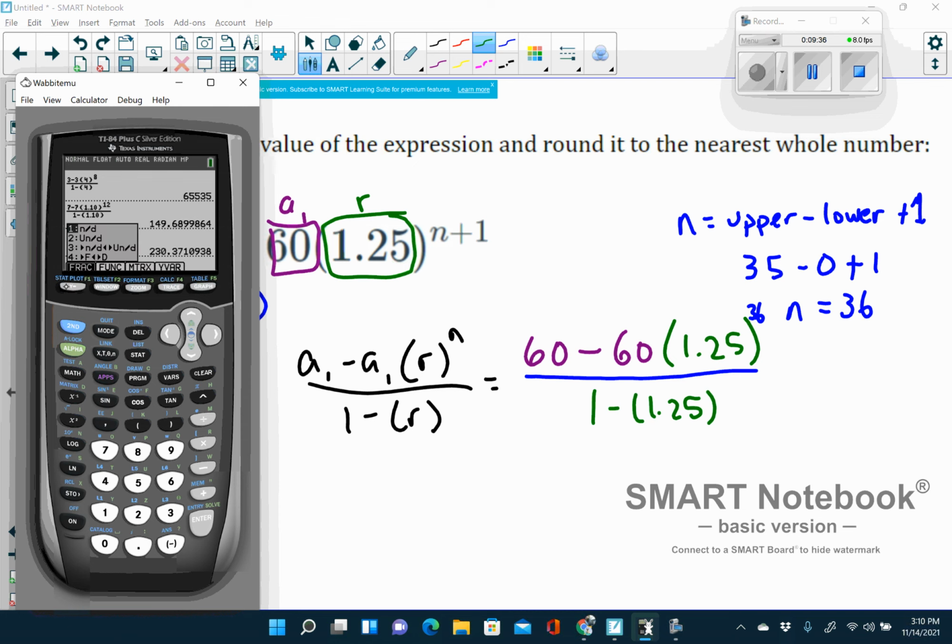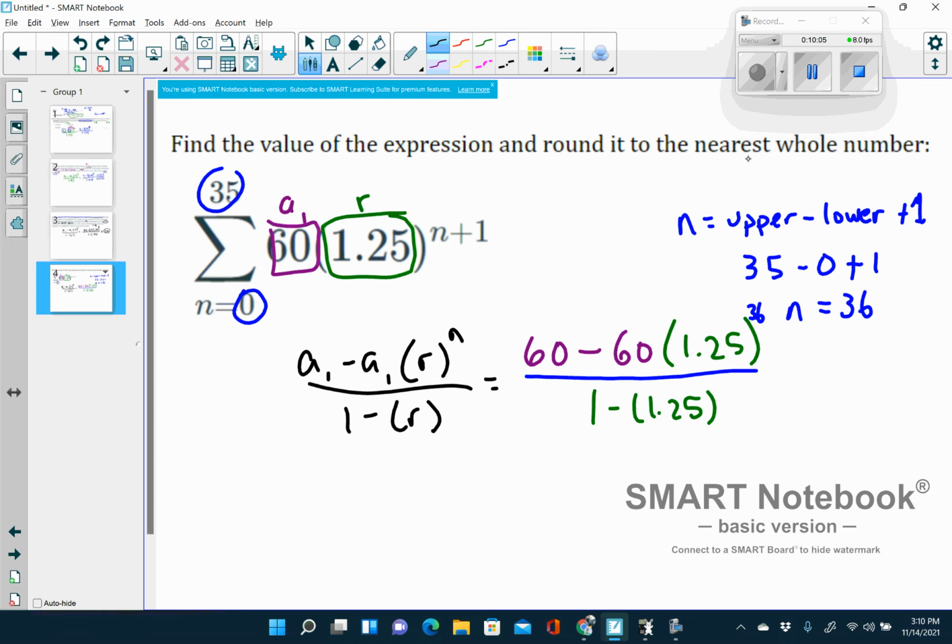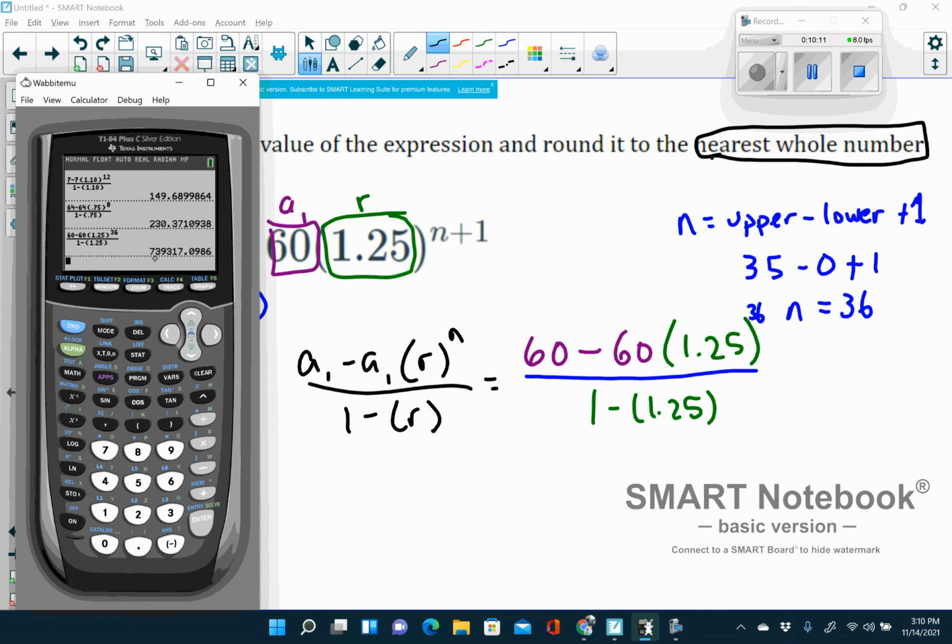Same thing, right? Alpha y equals option number 1, 60 minus, I think you're getting the hint of this, 60 parentheses 1.25, close parentheses to the, in this case it's 36, go down, so 1 minus parentheses 1.25, close parentheses, hit enter. And it happens to be this big number. And again, we're rounding it to the nearest whole number. So the nearest whole number, make sure you round it correctly. So that's, in this case, 739,317, because this number is a 0, which means that all of this drops.